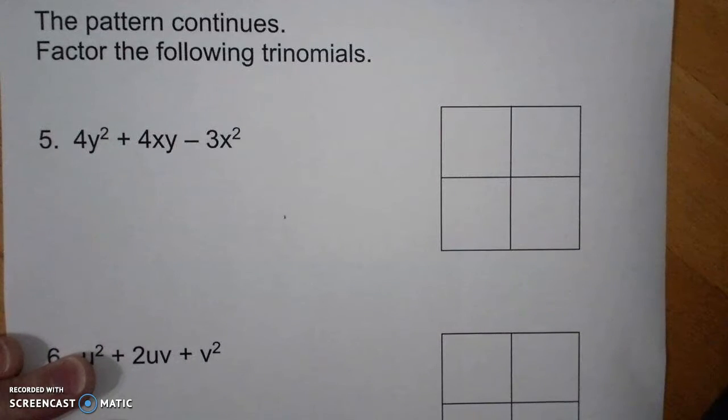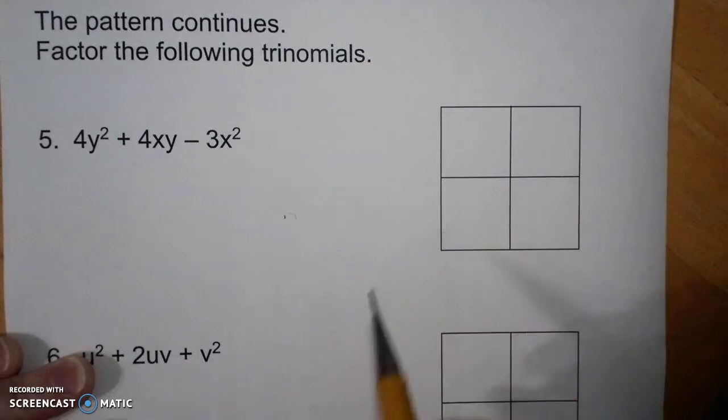This is 12-3, factoring polynomials. Once you're done, fill it into the box.